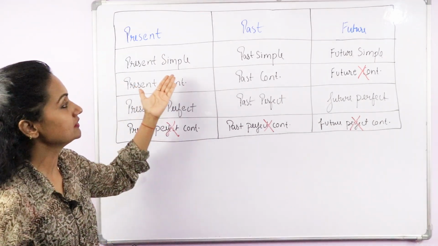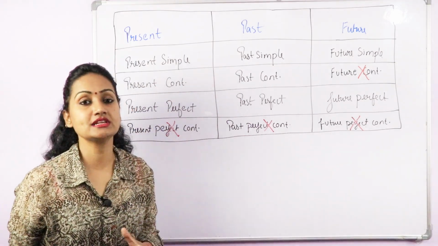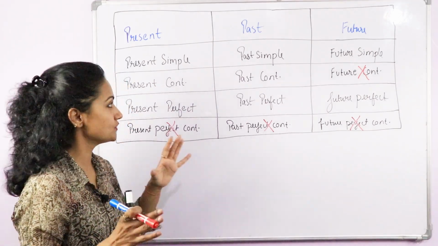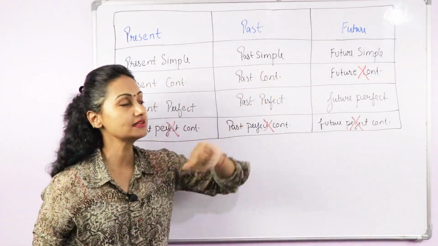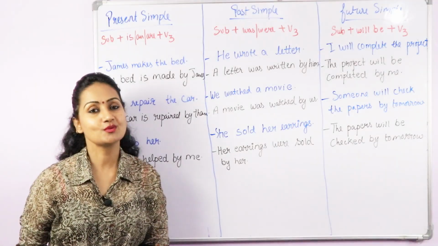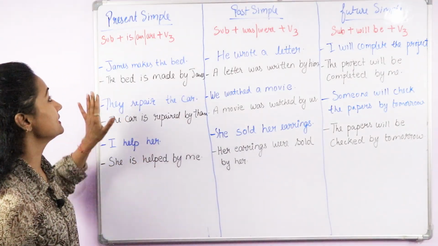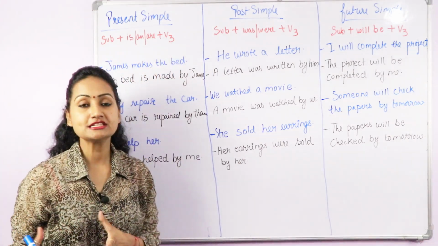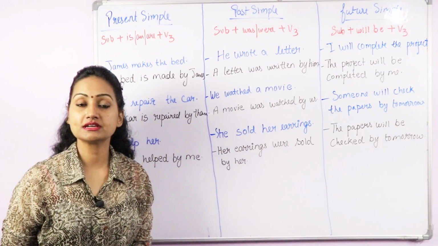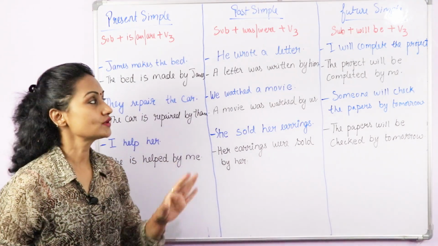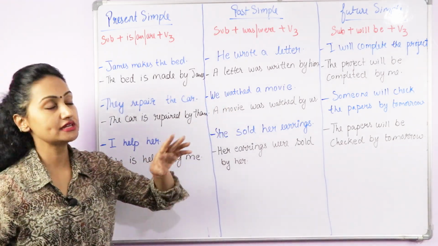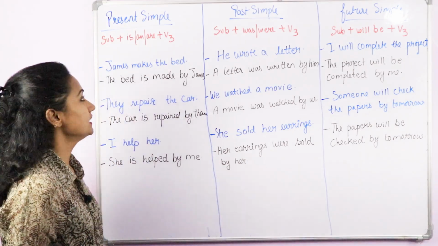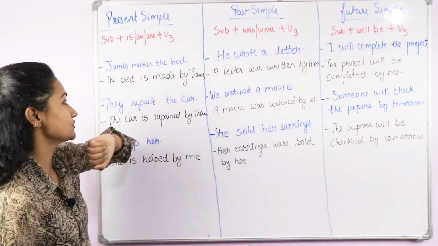Now let's learn the rules and the structure that we need to follow in all these tenses. We'll go one by one. First, let's take present simple, past simple and future simple. So let's start with present simple tense. So here the rule is subject plus is/am/are plus V3. V3 means third form of the verb, or we call it past participle as well. So everywhere in all the tenses we always use the third form of the verb in a passive sentence. The auxiliary verb and the third form of the verb.